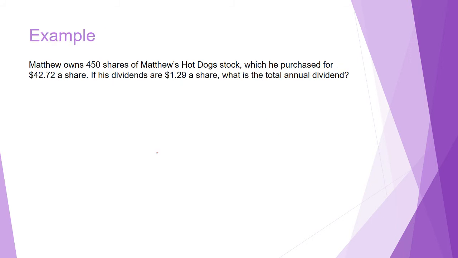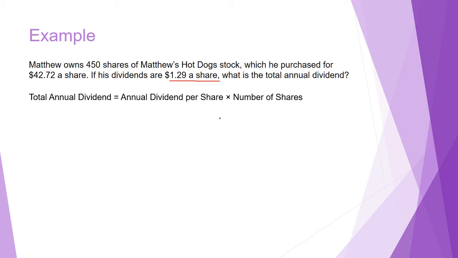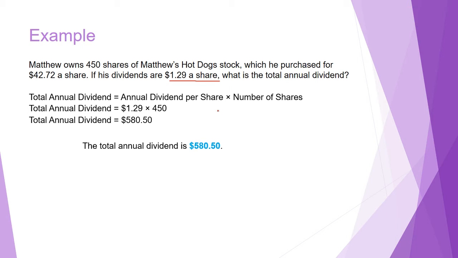Alright, now this time, they give us the dividend. They give us everything we're looking for, the total annual dividend. Right? So what we're going to do is get the dividend per share, which is $1.29 per share. We're going to multiply that by 450 shares. So that means Matthew, at the end of the year, had a total dividend of $580.50. It's actually not too bad.